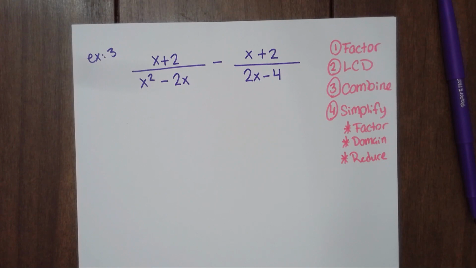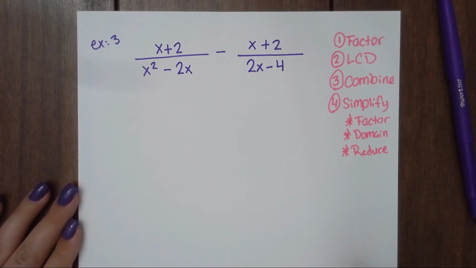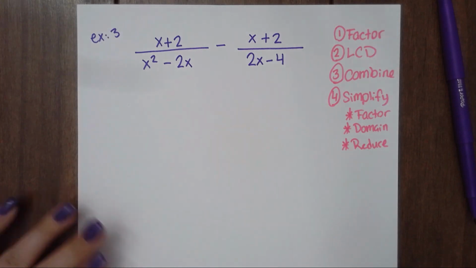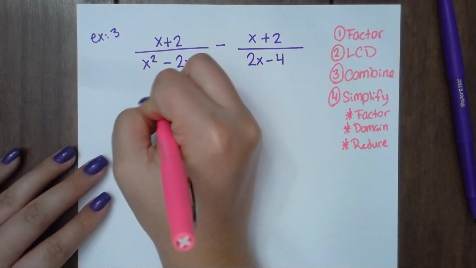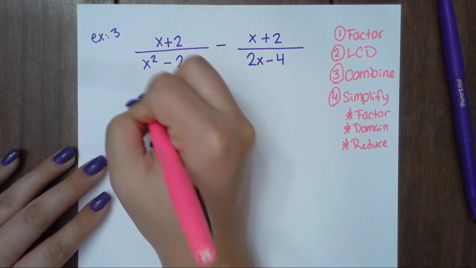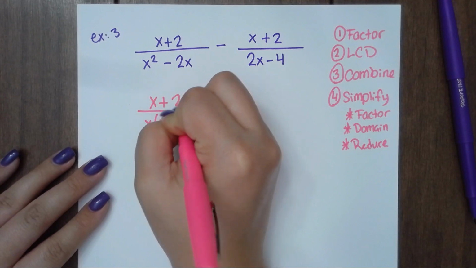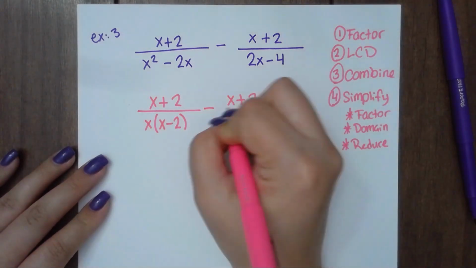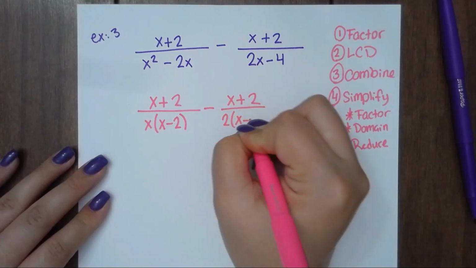If you want to take a minute and pause and see if you can get the right answer, go ahead. I'll give you a second to pause. Otherwise, I'm just going to go ahead and start. So we're going to factor that denominator. I'm going to leave the numerator alone because I can't factor it. Factor out x, I get x times x minus 2, minus x plus 2. I can factor out 2 here, so that's 2 times x minus 2.